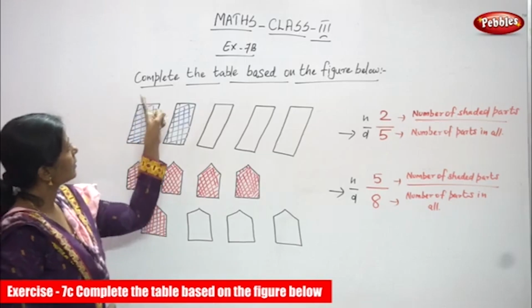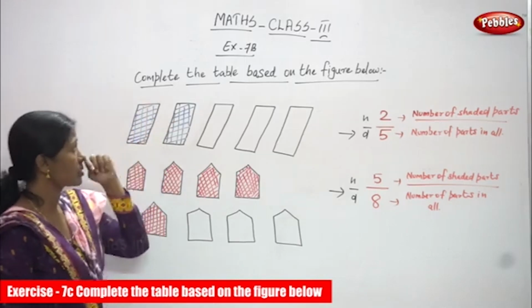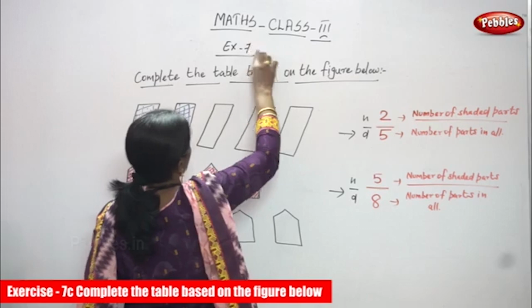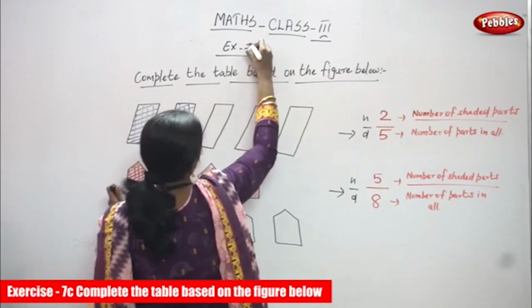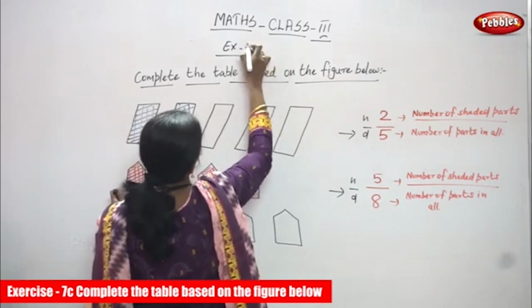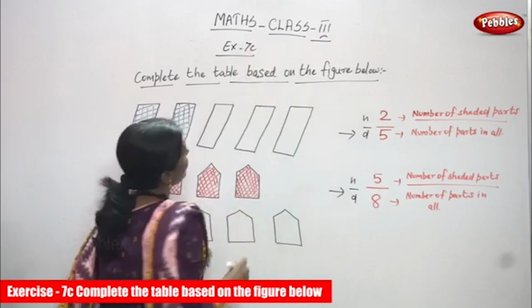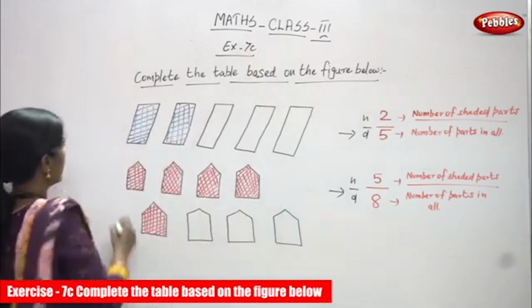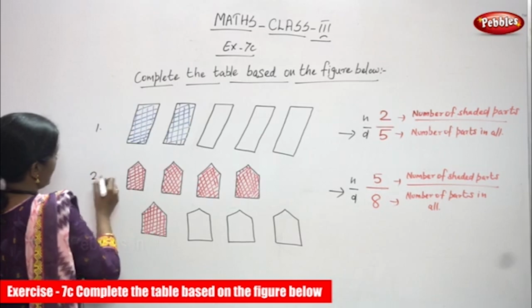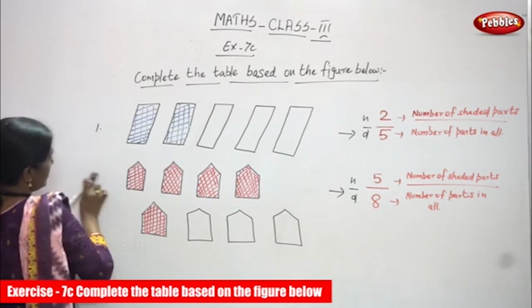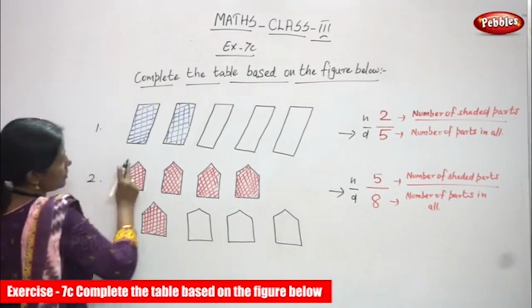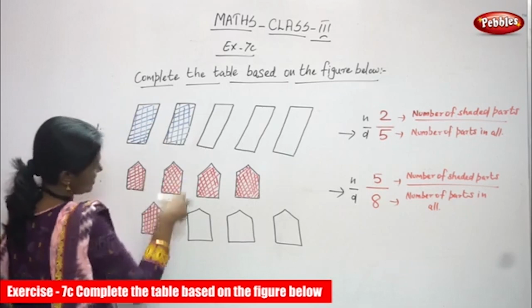Now exercise 7b, complete, it's not 7b, 7c. Okay, complete the table based on the figure below. This is the first diagram, this is the second diagram. Look at this diagram. This is a rectangle, but it's a slanting rectangle.